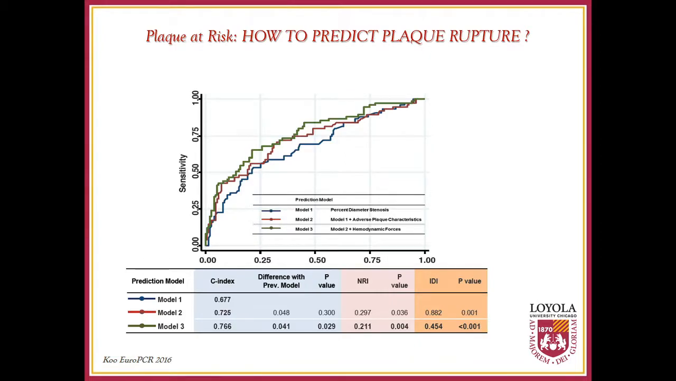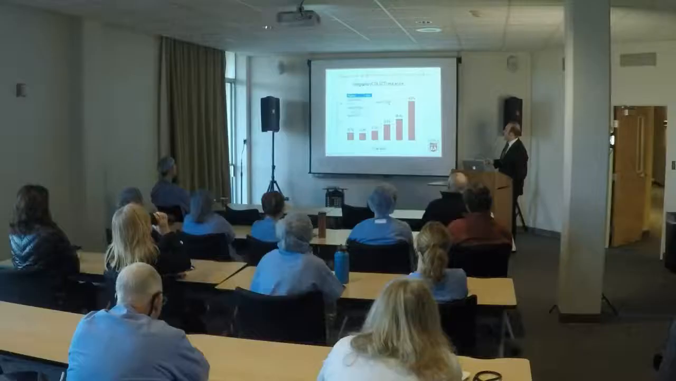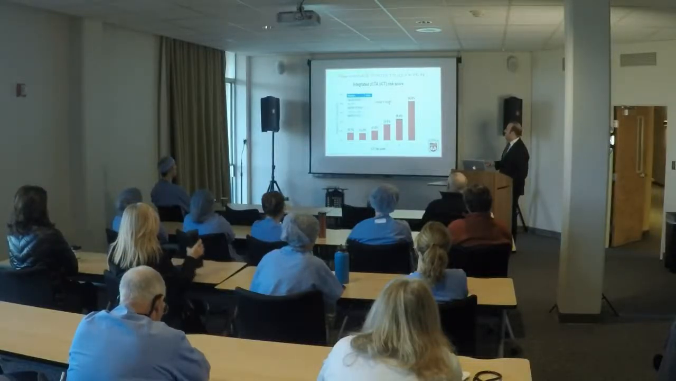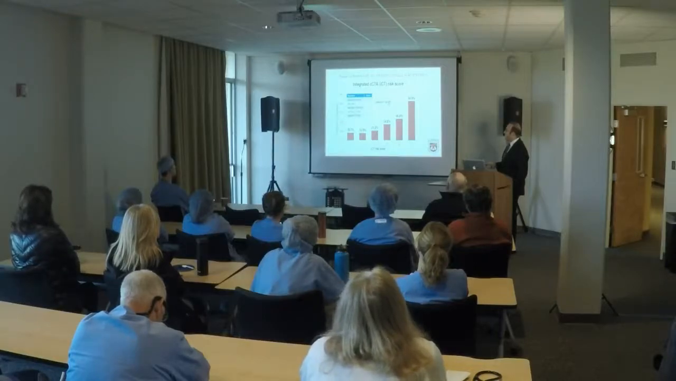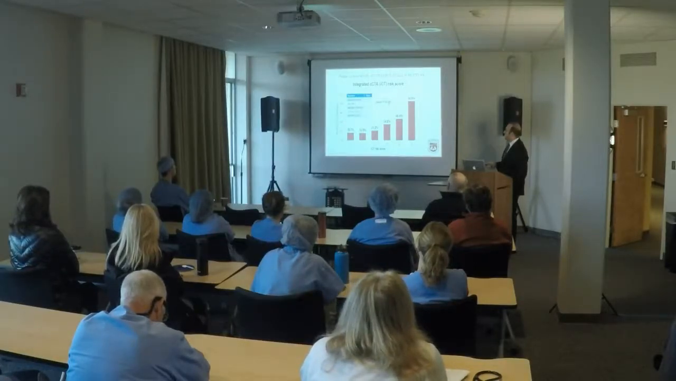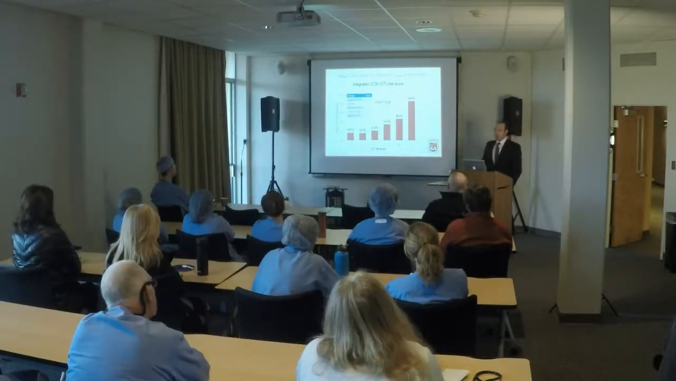And perhaps one day we'll be able to create this integrated CTA risk score, incorporating parameters such as diameter stenosis, adverse plaque characteristics, higher delta FFR gradients, high adverse plaque or axial plaque stresses. And if you have all of these parameters, then you have a high risk of developing a downstream acute coronary syndrome.